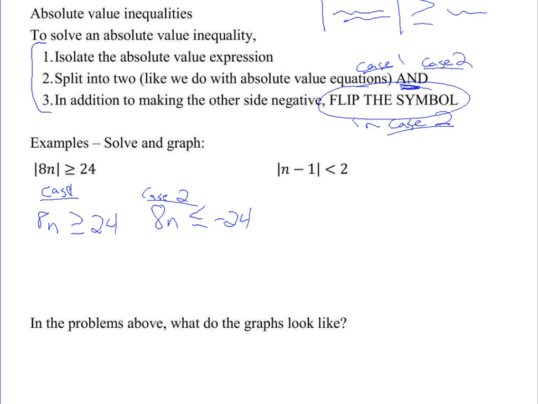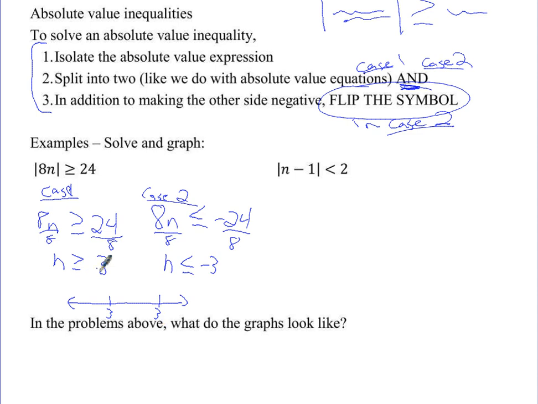Now we can solve. So divide both sides by 8, and we get n is greater than or equal to 3. On this side, we divide by 8, and we get n is less than or equal to negative 3. The directions say solve, well we did, and graph. So, I draw my number line, I have a negative 3, I have a positive 3.